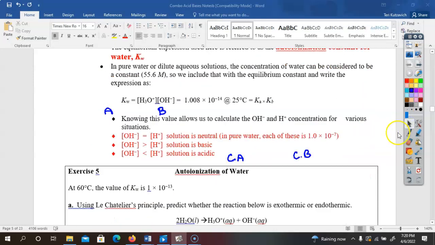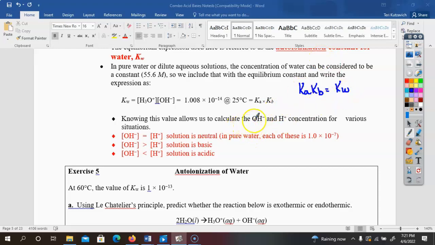Okay, there is an equilibrium constant expression for water. It's called Kw. And Kw at 25 degrees Celsius is always 1 times 10 to the negative 14th. Sometimes they give you a different Kw because they change the temperature. So Ka times Kb equals Kw. So if you know a Ka or a Kb, you always know your Kw, you can find the other one.